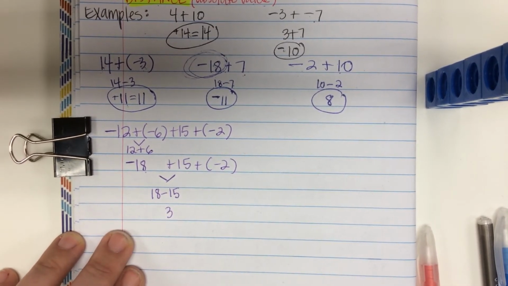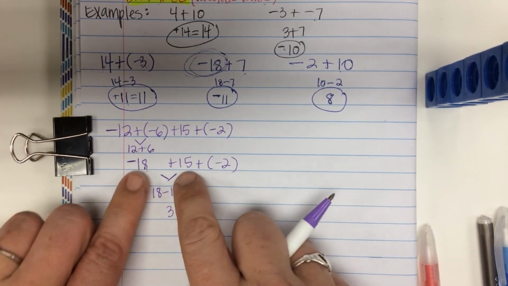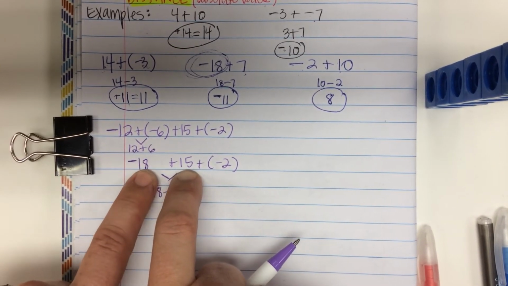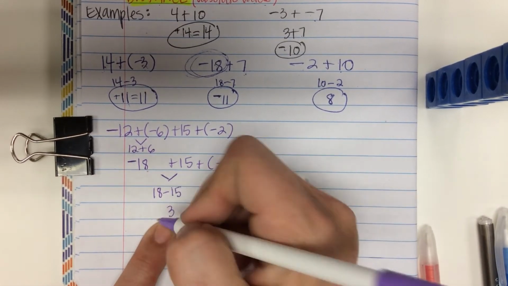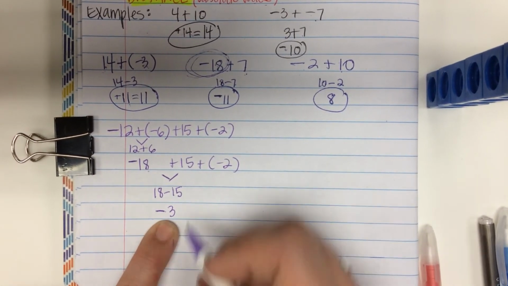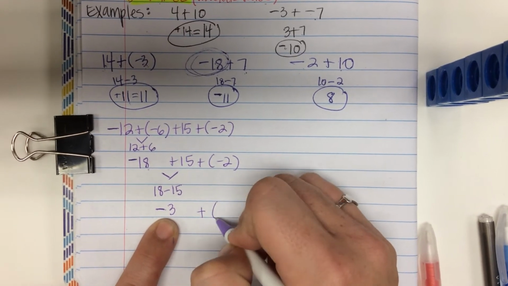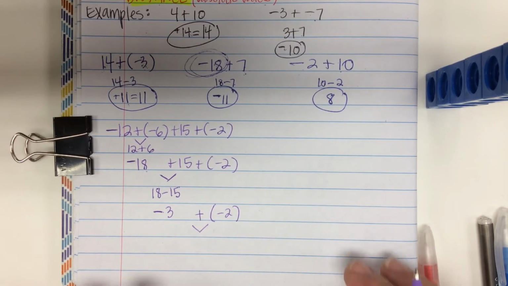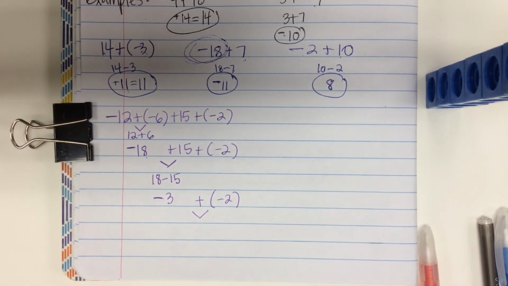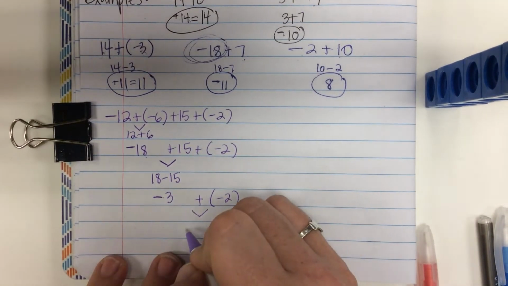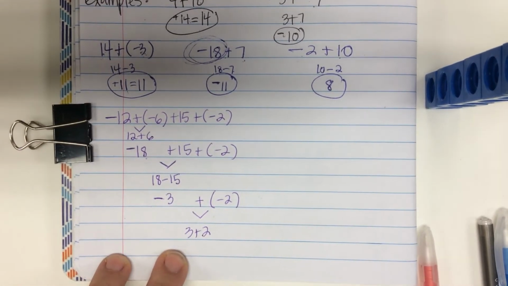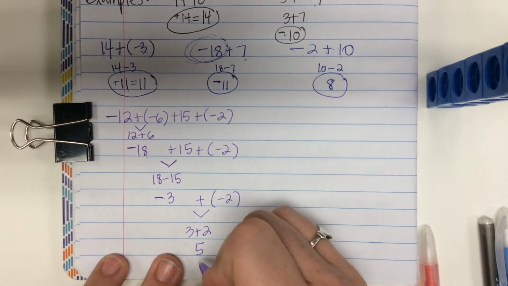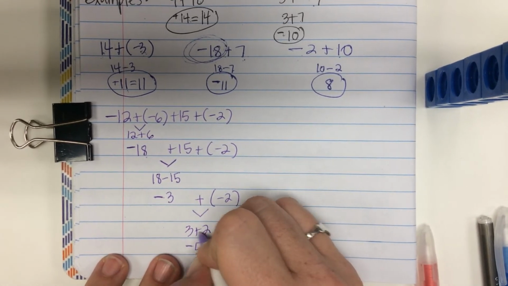Greatest distance. Which one? Negative 18, so my answer will be negative. Plus negative 2. Same or different? Same, find the sum. 3 plus 2 is 5. Keep the sign, so it's negative.